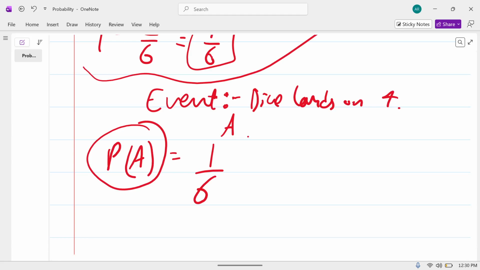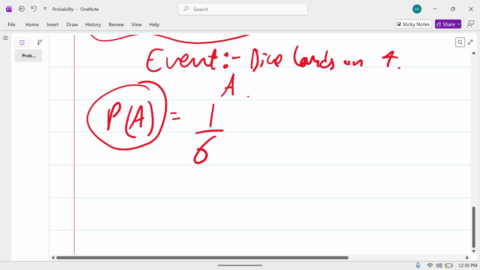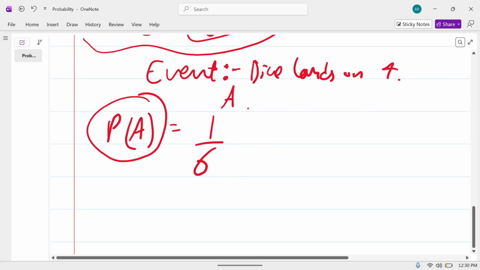We could have written probability, brackets, dice lands on 4, but that is an informal kind of thing, and that's just not cool, right? That just makes you look like a moron. Sorry for that language. I know. I'm sorry. So this is just how you do it.